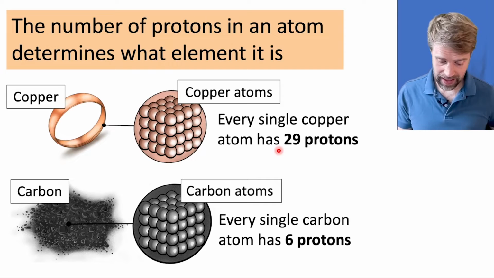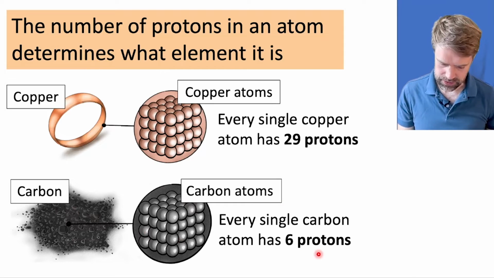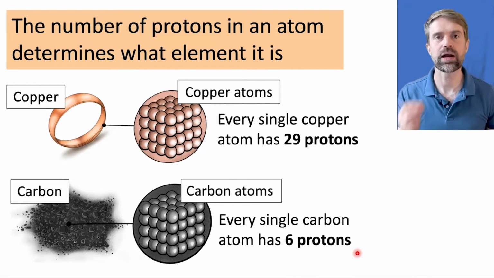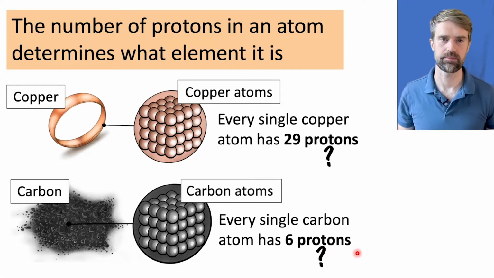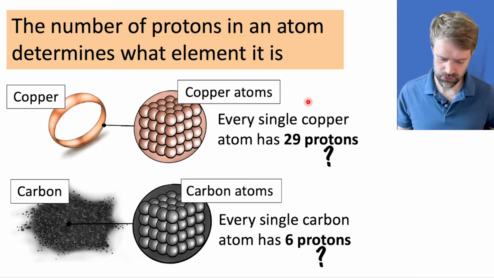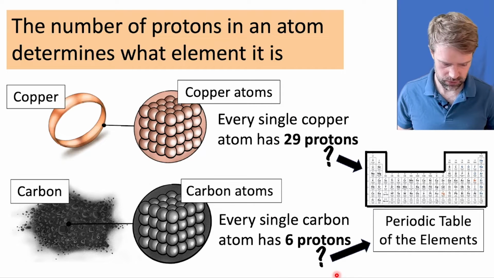And the same rule is true for every element. For example, every single carbon atom in this charcoal and in the universe has 6 protons in the nucleus. If you're an atom with 6 protons, you must be carbon. Now you may be wondering, how do we know that? How do we know that, for example, copper atoms have 29 protons and carbon atoms have 6 protons?